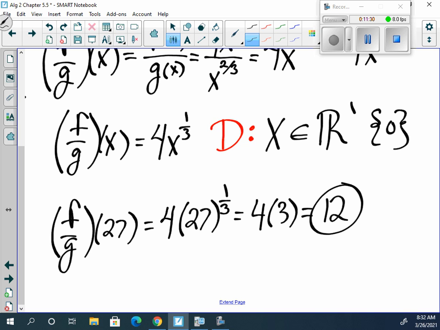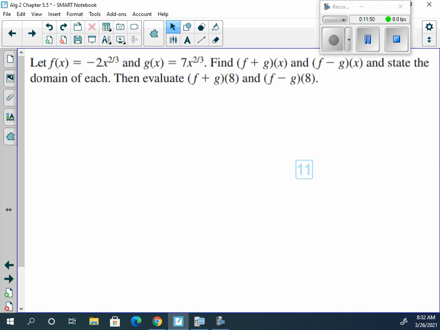So on addition, subtraction, multiplication, or division, if we have an odd root, cubed roots, fifth roots, and so on, the domain is all real numbers. Except when we're talking about division, we do have to find the restrictions on it. Any questions on this here? Any questions on any of this so far? Okay.